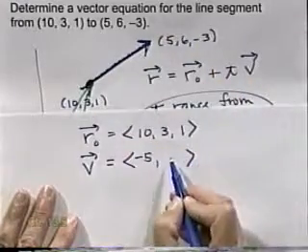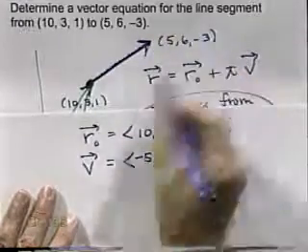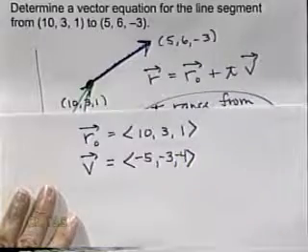6 minus 3 is negative 3. Negative 3 minus 1. It's a positive.